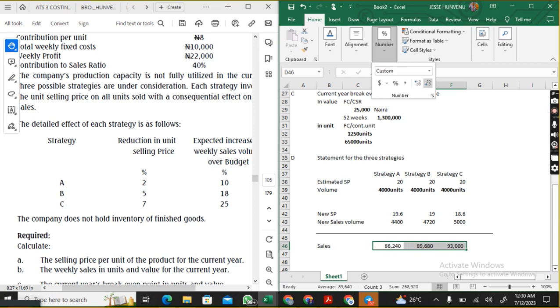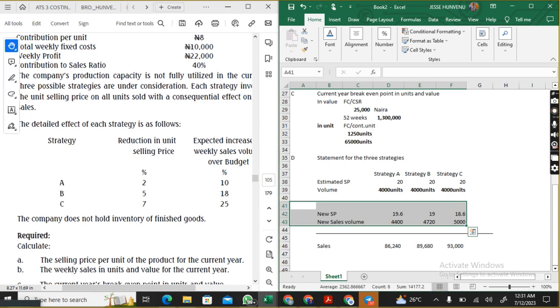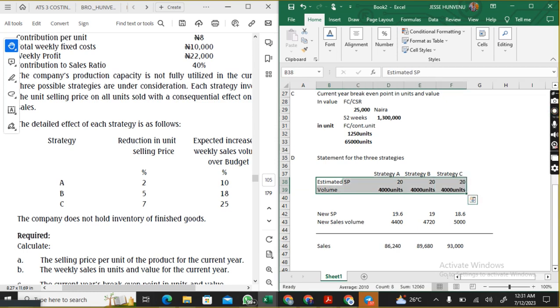That is for strategy A, we multiply the new, because this is now the new strategy. This is our budgeted one that we calculated. Are you with me? But this particular one is the new one after the strategy, where they make an assumption of the effect. The initial one is the estimated one that we budgeted for. They want to see if their strategy will work by having a new selling price and new sales volume.